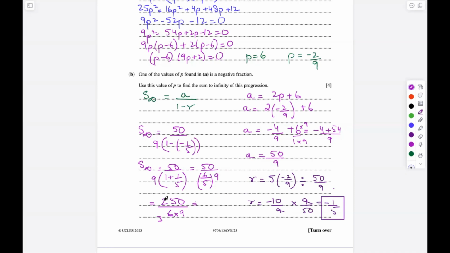And we can cancel this over here. This will become 125 dividing by 27. So the final answer for the sum to infinity will be 125 upon 9 times 3, which is 27.